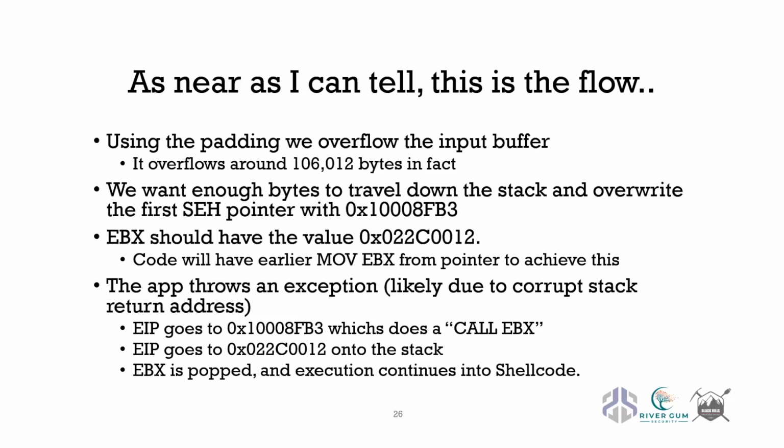The instruction pointer goes to 0x10008FB3, which in turn executes a call EBX instruction. EBX is already preloaded with the 0x22C0012 address so that the instruction pointer is transferred to that address, and then EBX is popped, very first opcode at that address, and then execution continues on into the shellcode. And that's how the exploit actually succeeds, if everything is perfectly normal.